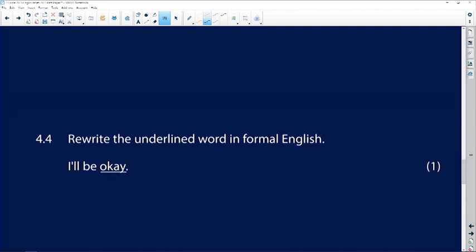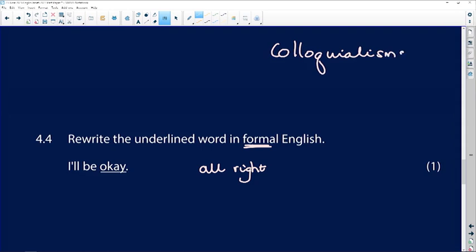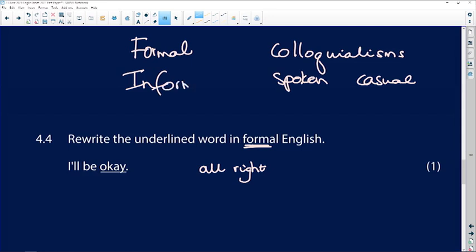Now we've got a language question. As you know, you can expect language questions in your visual texts. Okay, I will be... all right. So, more formal English. I said you've got to be very careful throughout this paper of colloquialisms like stuff and kids, very ordinary spoken language, which is very casual. And they are here pointing out that okay is casual and asking you for more formal. So please revise colloquial language, formal English, informal English. A long time ago I said don't say kids, say children.